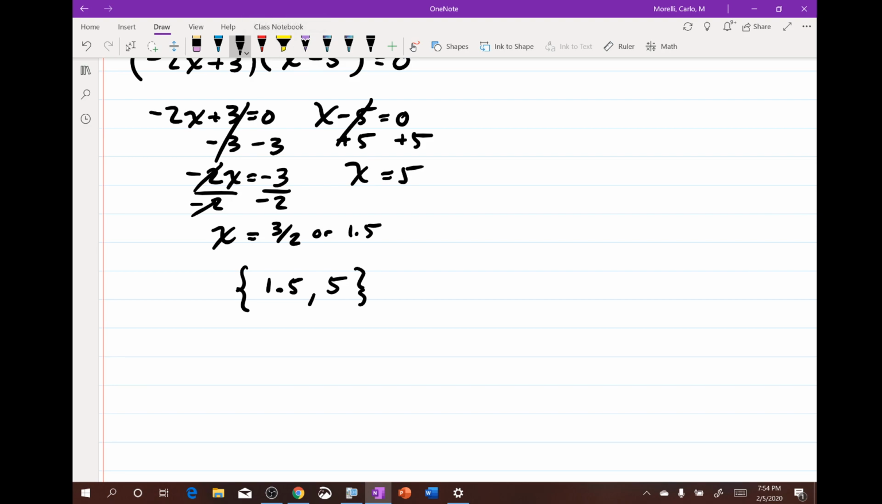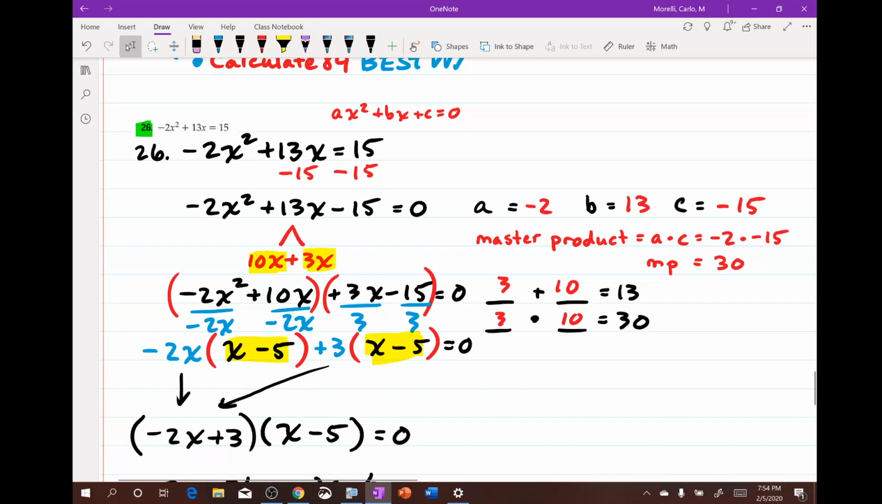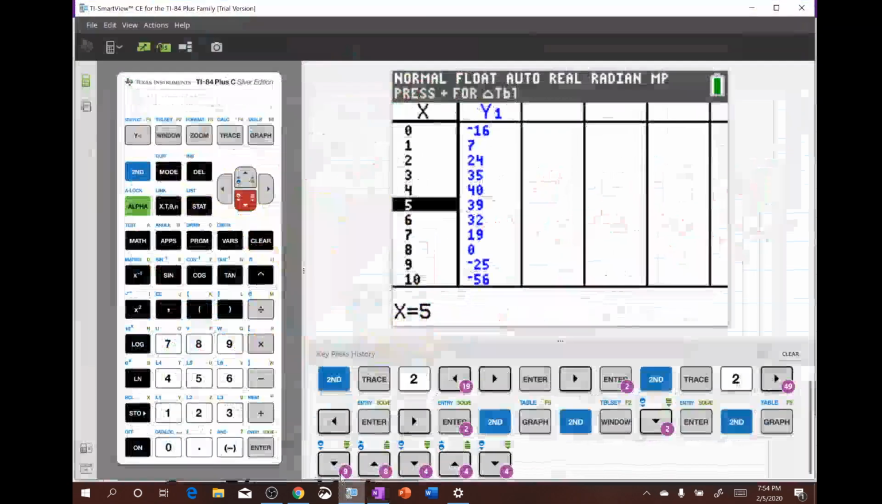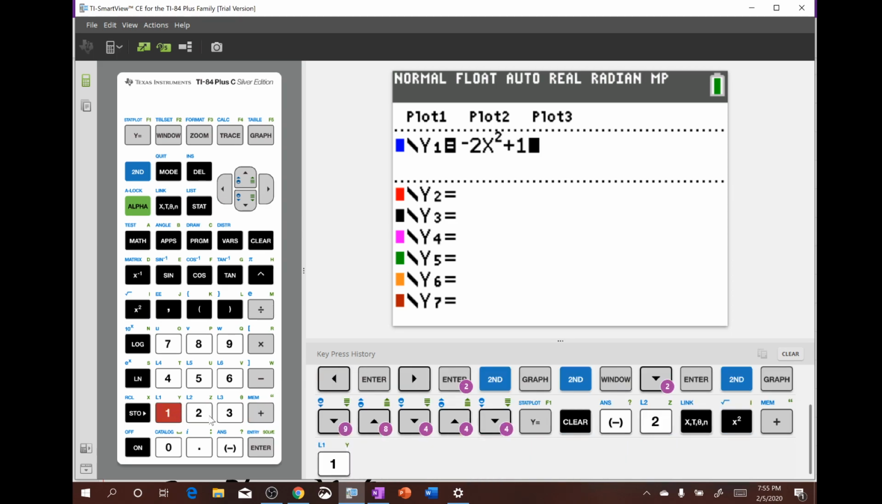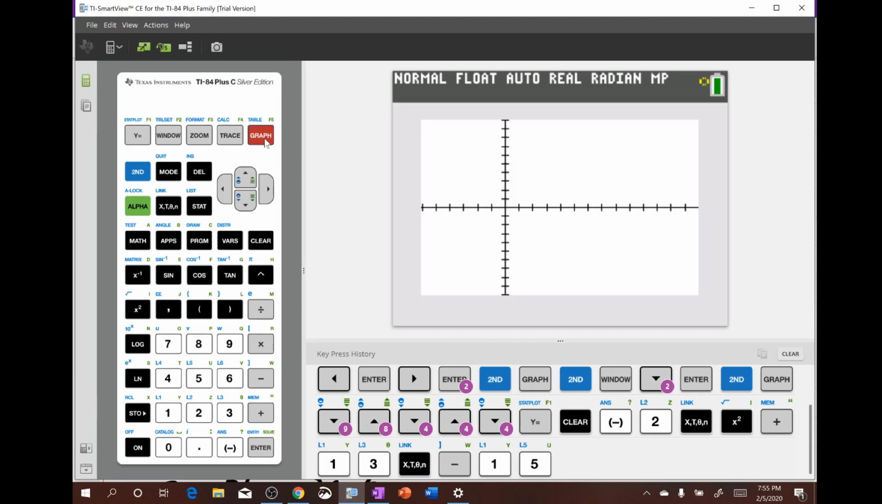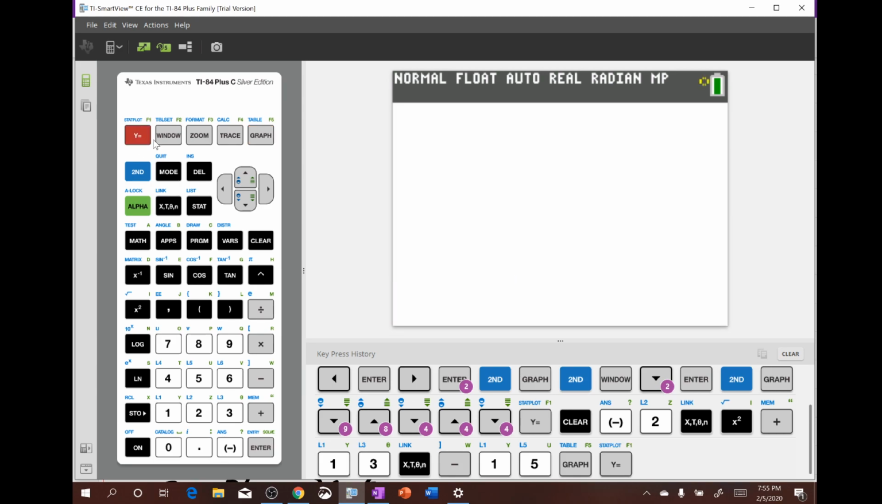So let's go check these in the TI just so we can make sure that we're right. And you guys can be using Calculator or Calculate 84. So we're going to go to y equals and put in just this part. Make sure it's in standard form before you do it. So negative 2x squared plus 13x minus 15. I might have to look at that again. Negative 2x squared plus 13x minus 15. Okay, and we'll graph it. Awesome. Let me just make sure I entered it correctly.